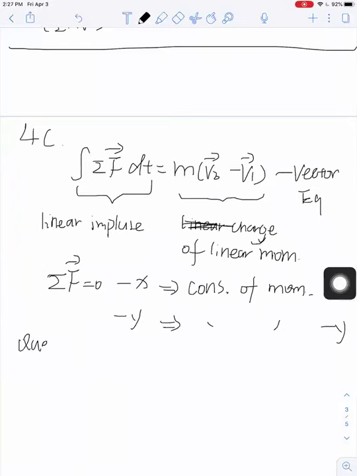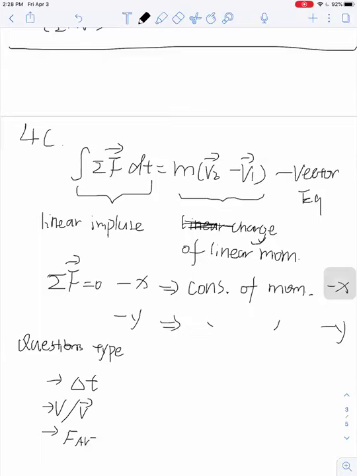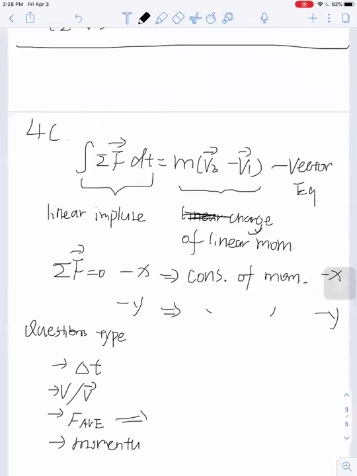So the question types in this section for C are where we ask you to find the duration delta t, the speed or velocity, the average force, and the momentums. For the average force, if they ask you to find either the average tension or average force, that means you can simplify the integral of the sum of forces to just the average force times delta t.